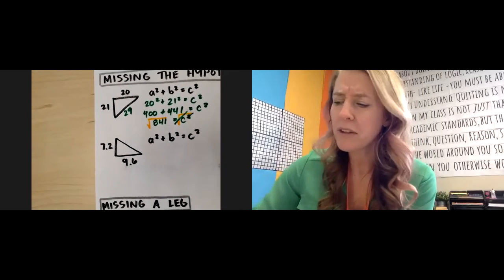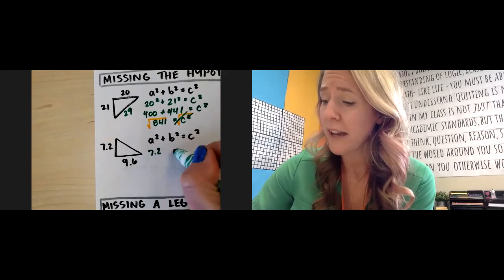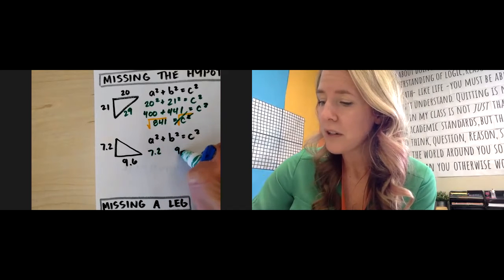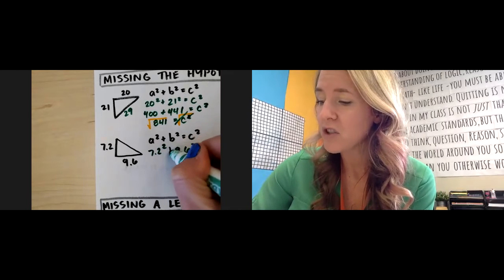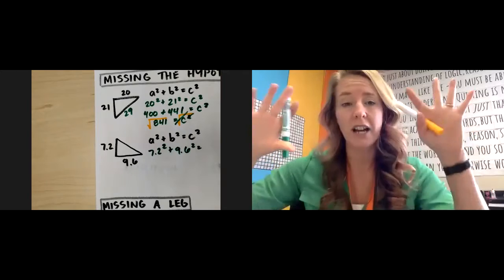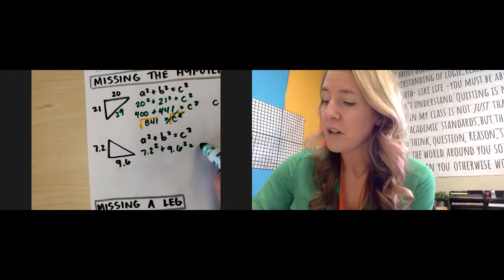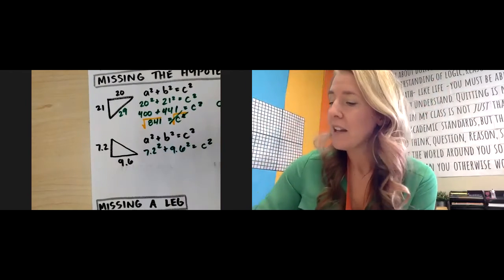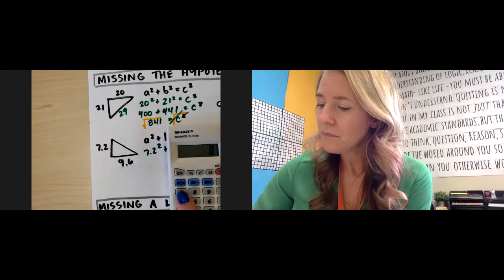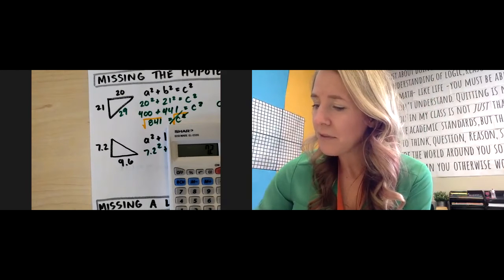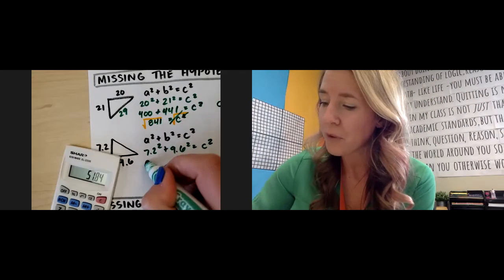Same thing for this one. Don't let the decimals throw you off. I'm missing the hypotenuse, and the 2 legs are 7.2 and 9.6. I must square them and add them, just like the Cheez-Its. We did the 9 and the 16, and we're going to do the same idea on this one. 7.2 squared is just 7.2 times itself twice, 51.84.